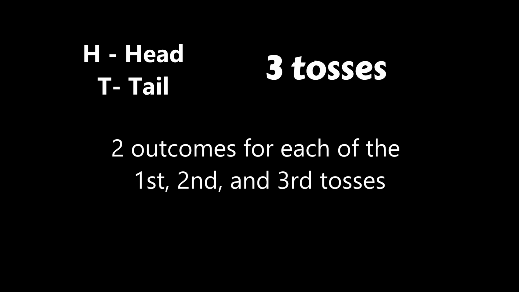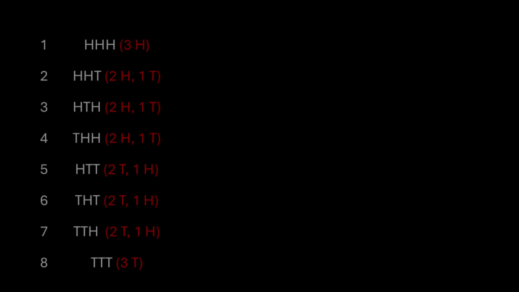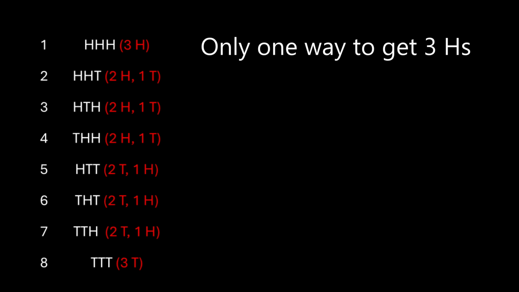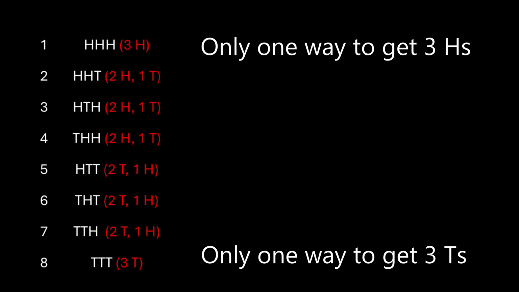First, let's define H as head and T as tail. And we know we have to do 3 tosses. So what are all the outcomes? Well, there are 2 outcomes for each of the first, the second, and third tosses. So that's 2 to the power 3 or 8 outcomes we're expecting. Now let's list them down as follows, and here's a table. If you take a look at event 1 and event 8, it's pretty straightforward. There's only one way to get 3 heads and only one way to also get 3 tails.